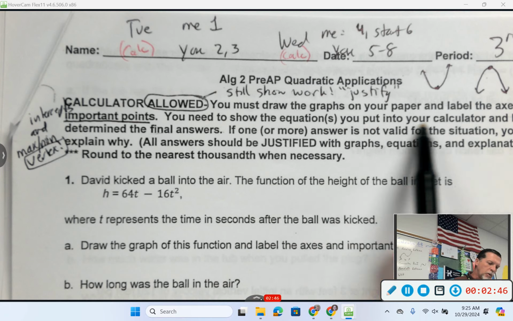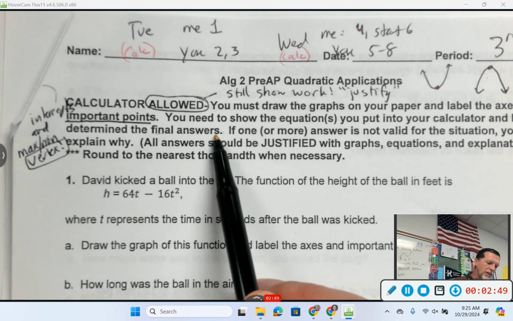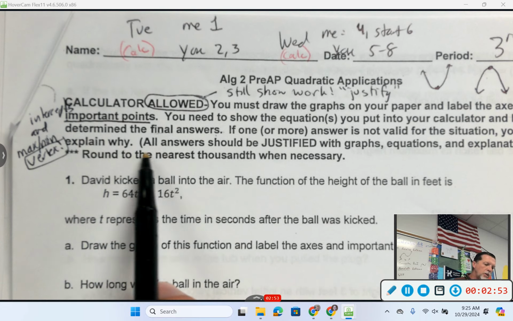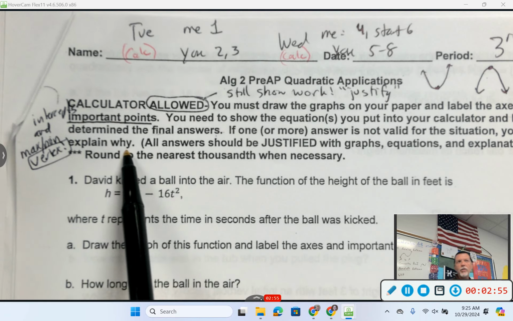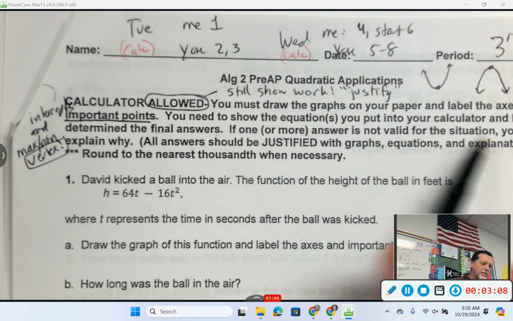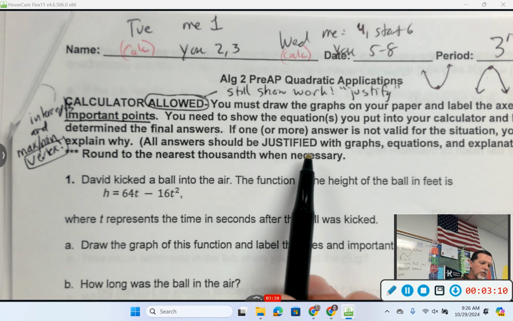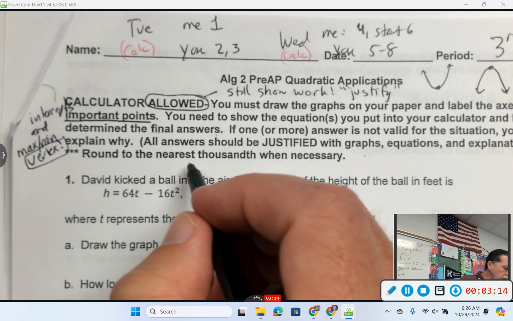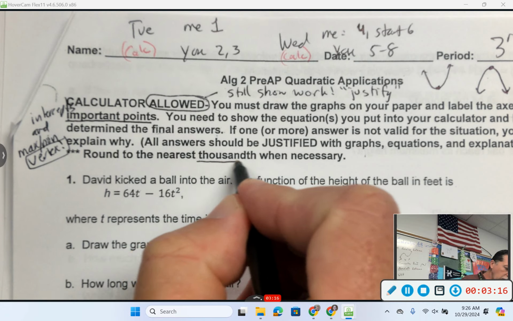Show the equations you put in your calculator and how you determine the final answers. If one or more answer is not valid for the situation, you need to explain why. This is usually, if you get a time that's negative, it's like, wait a minute, that doesn't make sense. The ball hit the ground 3 seconds before it was launched. Like, what? That doesn't make sense. So, a lot of times we're throwing out negative times. All answers should be justified with graphs, equations, explanations. Round to the nearest thousandth when necessary.